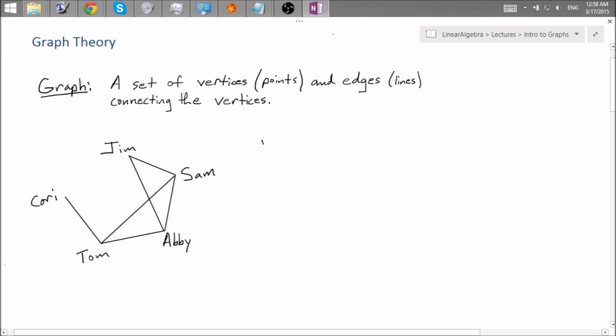So the vertices are people in our example, and the edges could represent a number of things. In our case, we'll say that edges represent friendship. That is, there's a friendship between two people if there's an edge between them. And if there is no edge, then there is no friendship. So Jim and Sam are friends, and Jim and Abby are friends because there are edges between them, but Jim and Corey are not friends because there's no edge between them.